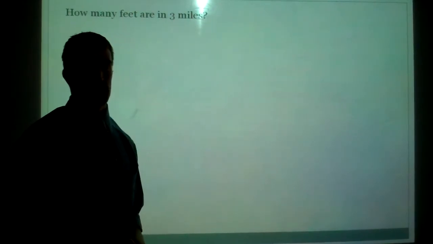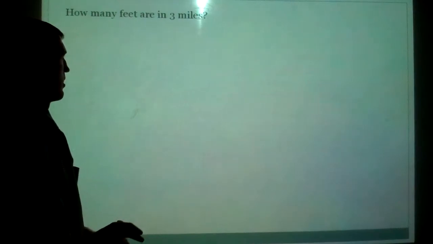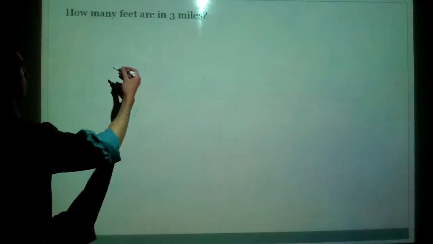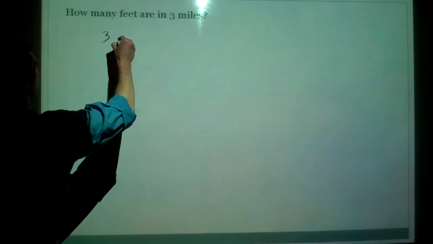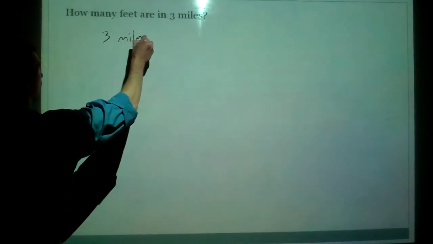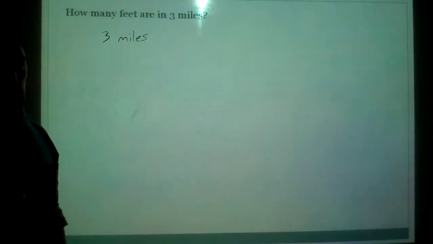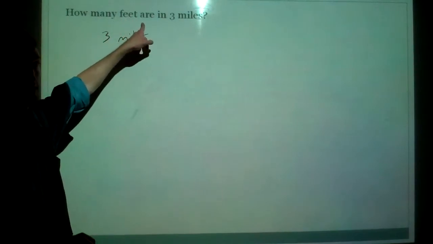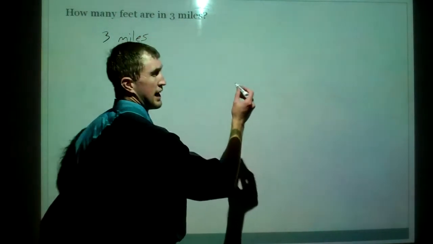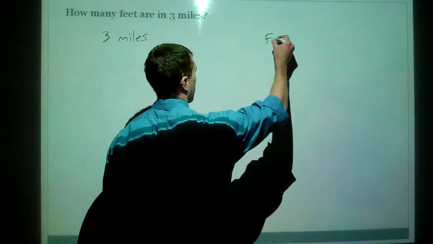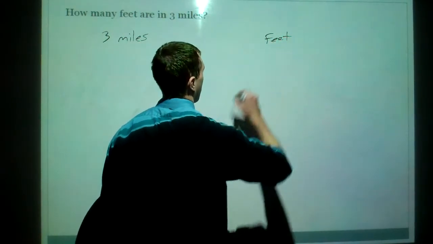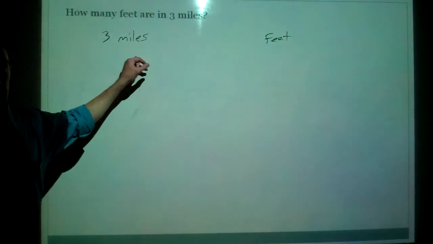First thing I always do is I write down the number that is given to me and the units. 3 miles. And I know that I want to end in feet. So I want my answer to be something in feet. Alright? So somehow we got to get from miles to feet.